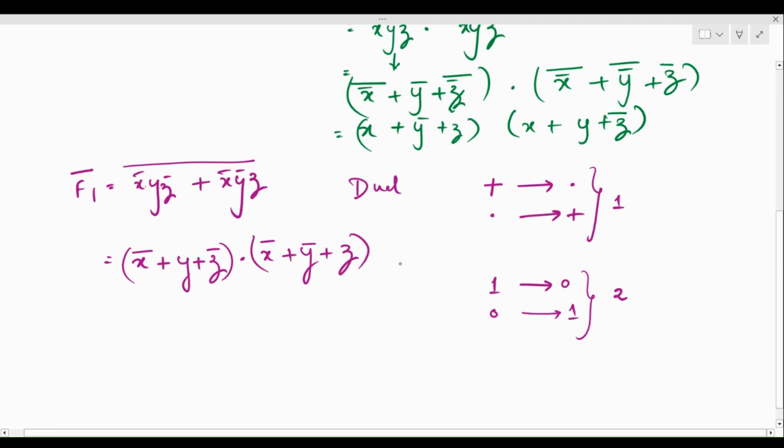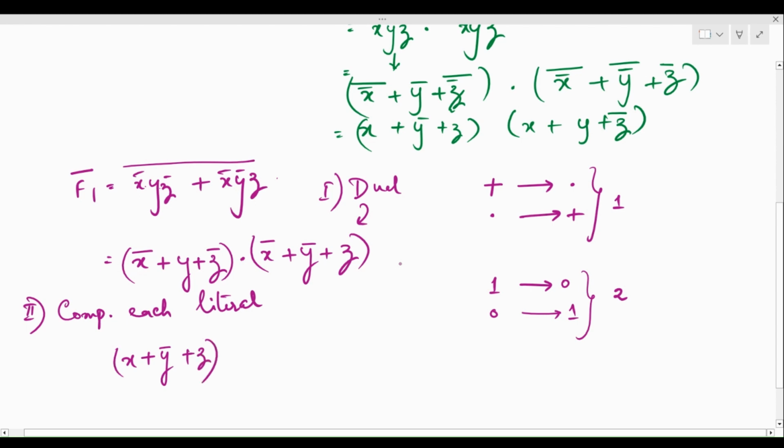The first step is we've computed the dual for this particular expression. Now the second step is to complement each literal. Here we have x bar, so we need to make it x. We have y, it should become y bar. We have z bar, make it z. Retain the other operators: x plus y plus z bar. So this is our F1 complement.